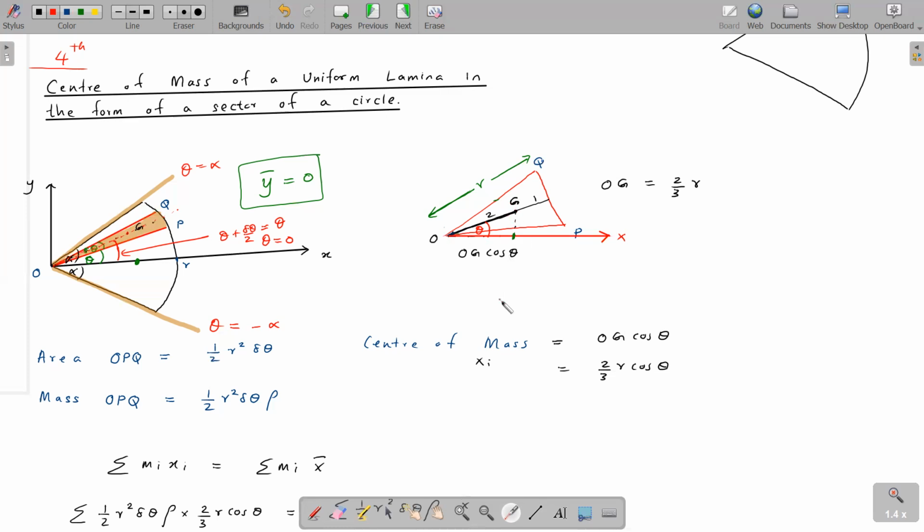Can you guys see? We don't need the y coordinate. The y coordinate is going to be OG sin theta, but I don't need the y because we know the y bar already from the final answer. So we only need the x coordinate, and it's going to be OG cos theta. Do you guys agree?